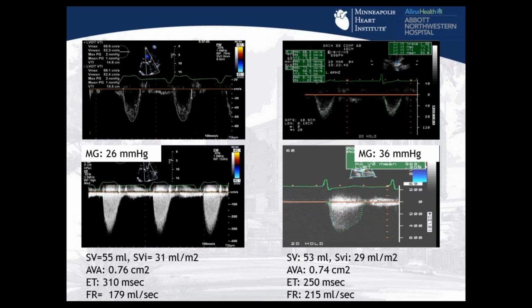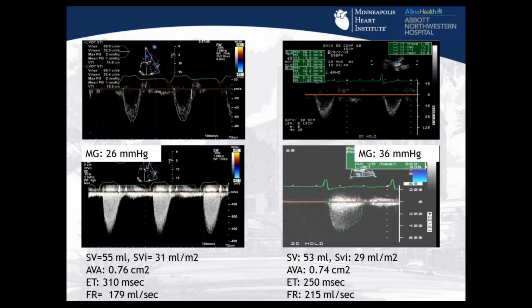So this patient is generating a flow rate of 215 ml per second. This patient is generating a flow rate of 179. So that's why the mean gradient is different. So this brings two questions. First of all, this patient is probably in the normal flow rate, although his ejection fraction is low and his stroke volume index is low. But he's generating enough volume because he's just squeezing this volume in a short period of time across his valve.